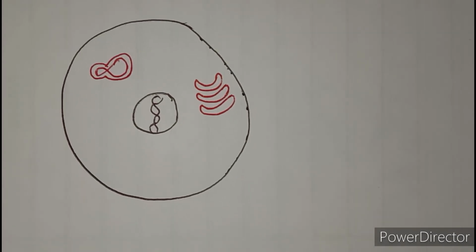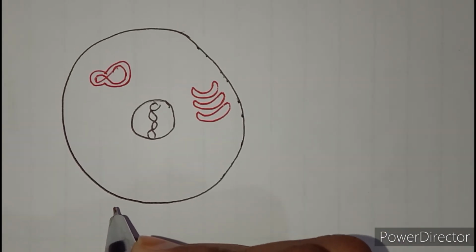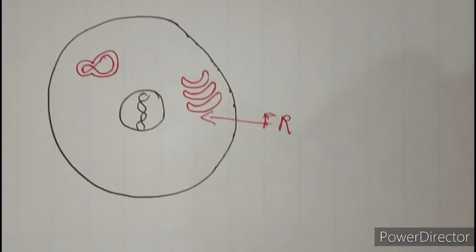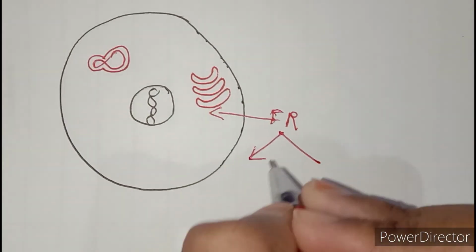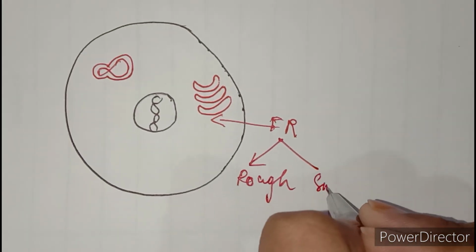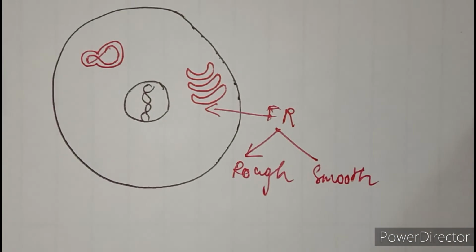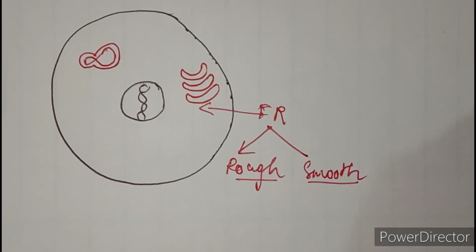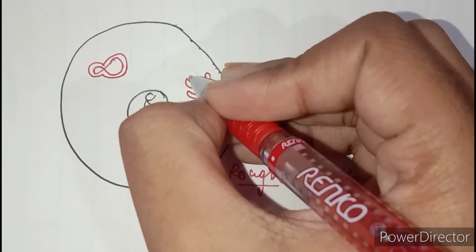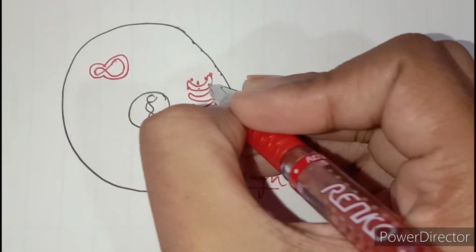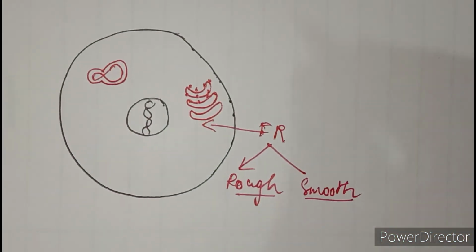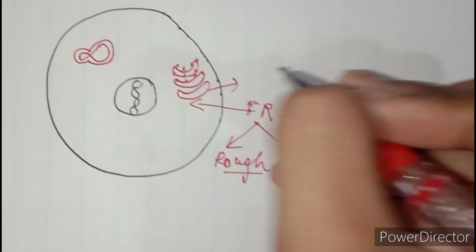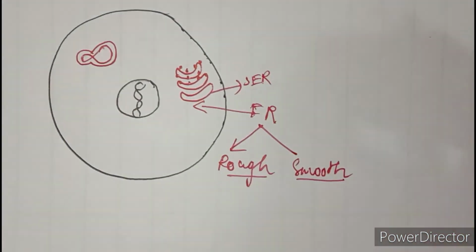Now, the third and last story is that inside a cell there is endoplasmic reticulum, which is of two types, that is rough and smooth. Now what is the difference between rough and smooth endoplasmic reticulum? Rough endoplasmic reticulum are those on which ribosomes are attached on their surface, and smooth endoplasmic reticulum are those in which the ribosomes are not attached, like this. This is the smooth endoplasmic reticulum.